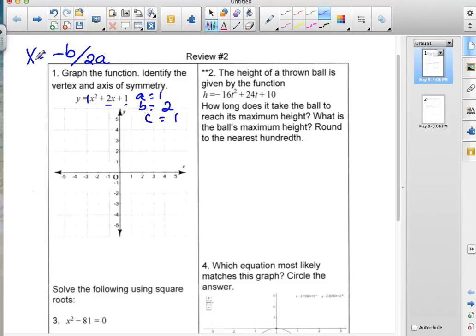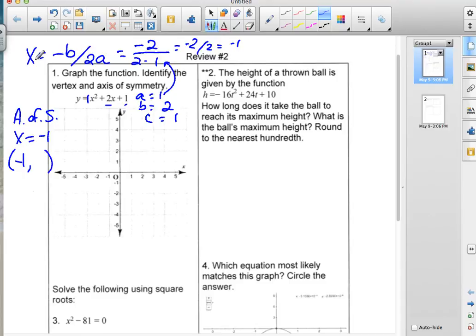All right, plugging them into our equation, we want the opposite of b. So if b is 2, we're going to take the opposite, or negative 2, and then on the bottom of our fraction, we're dividing by 2 times a. A is 1, so we're going to do negative 2 divided by 2, and we get a negative 1. So our axis of symmetry is x equals negative 1. That's also the first coordinate, or the x-coordinate, of my vertex.